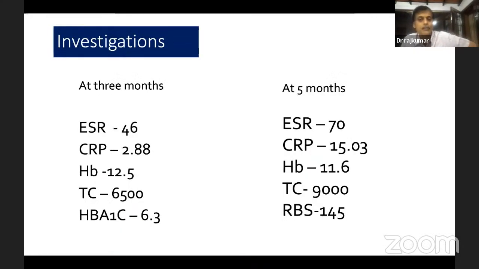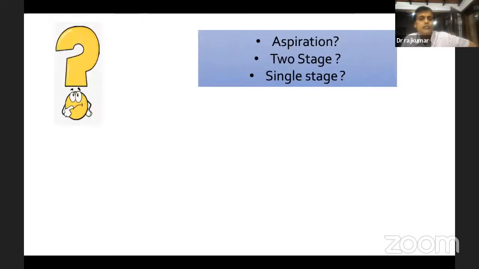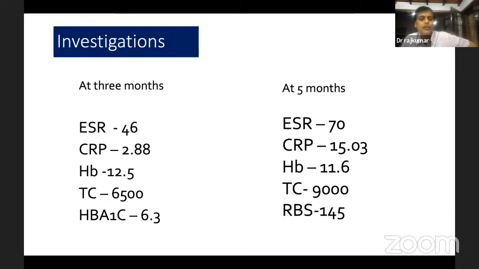So at 3 months and 5 months, the ESR CRP was quite reasonably okay. And the doubt here is whether to do an aspiration. But here, the patient's CRP was slightly elevated, going up. ESR is 70, and he is a diabetic patient already once operated elsewhere. So that's why I did the aspiration.